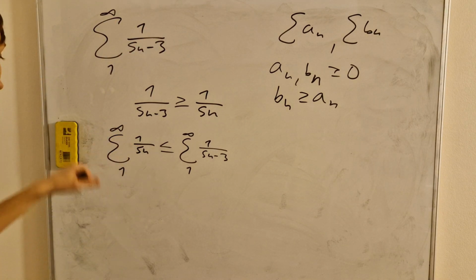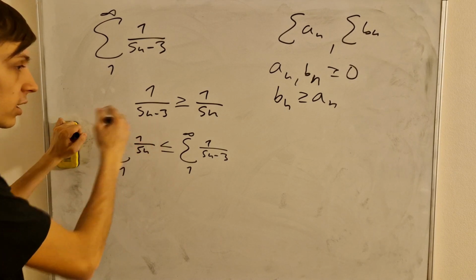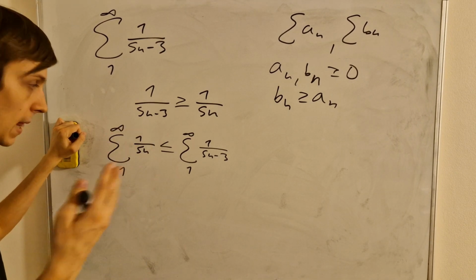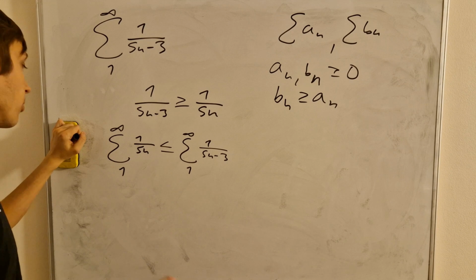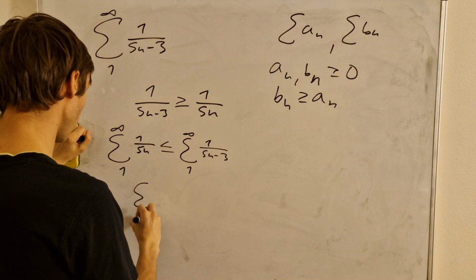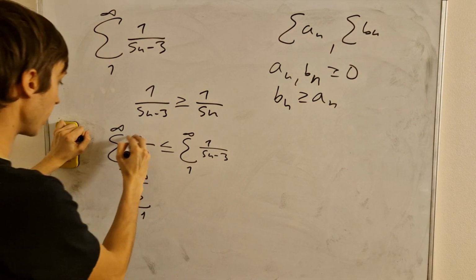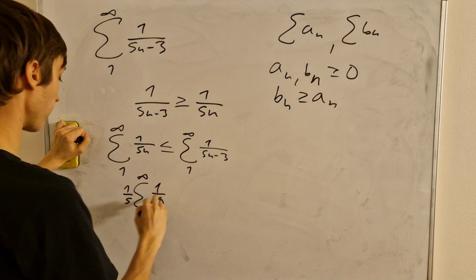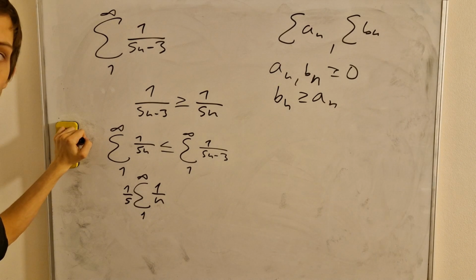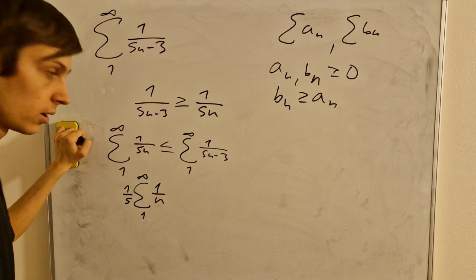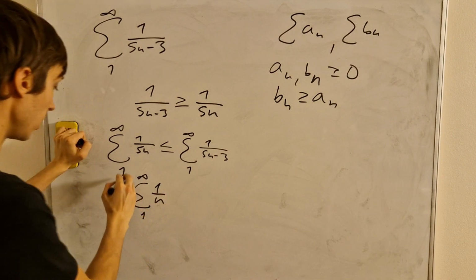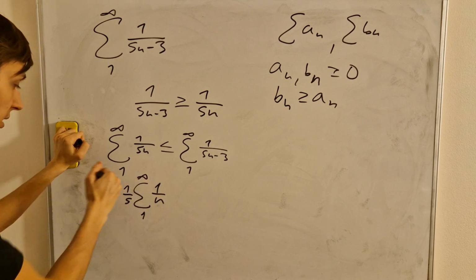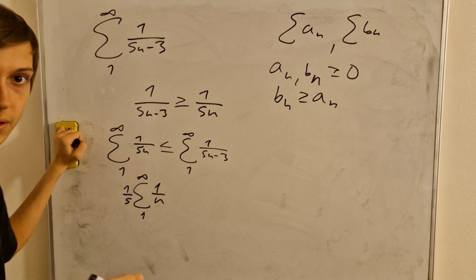So how do we do that? Well, we've gotten very close to a very common series that is known to diverge. The sum from 1 to infinity, and I can take out the constant 1 over 5. I have 1 over n. And 1 over n is called the harmonic series, and it's well known to diverge. So if a divergent series is multiplied by some finite constant, it still diverges.